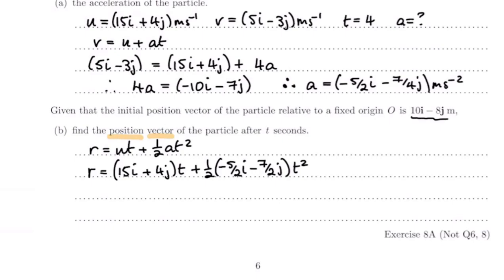So I need to add on, I'll do it in a different colour so it really stands out, the initial position. It said given the initial position, so we've actually not used that. So I need to add on, and I'll do it in blue so it really stands out, 10i minus 8j. And that is the bit that is often forgotten about.